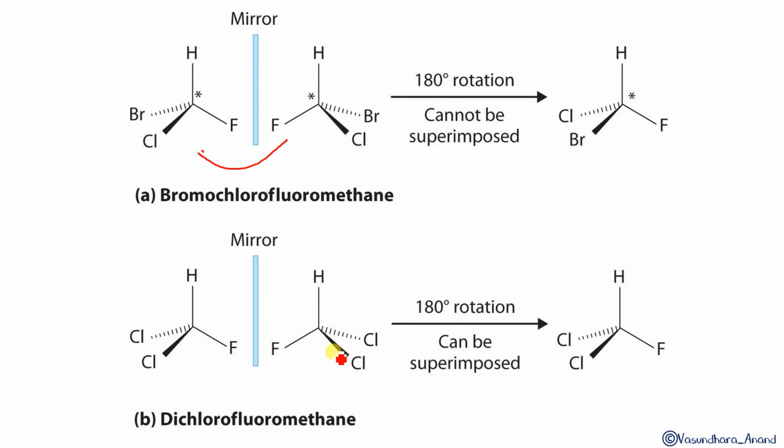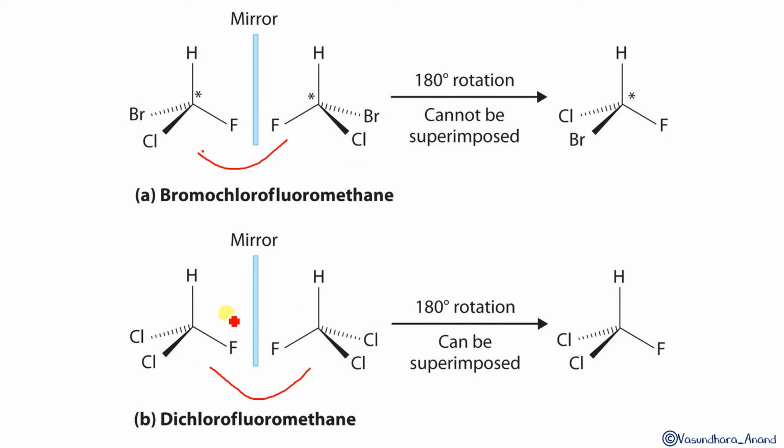If I'm going to rotate this, it is going to superimpose on that, and that's why these two are not called enantiomers. Got it? So simply being a mirror image will not make them enantiomers. What do we have to check? We have to check one more thing.